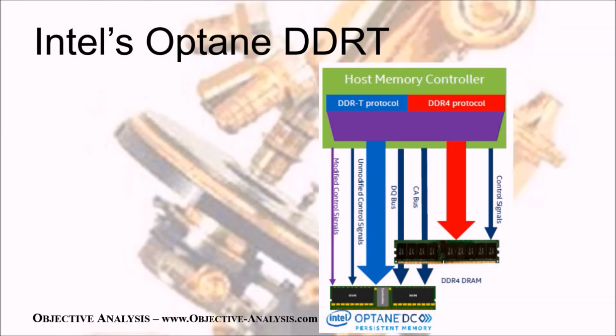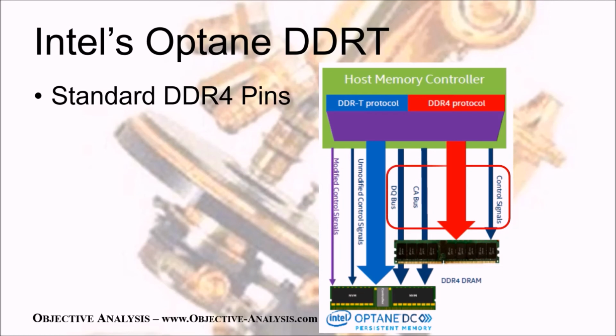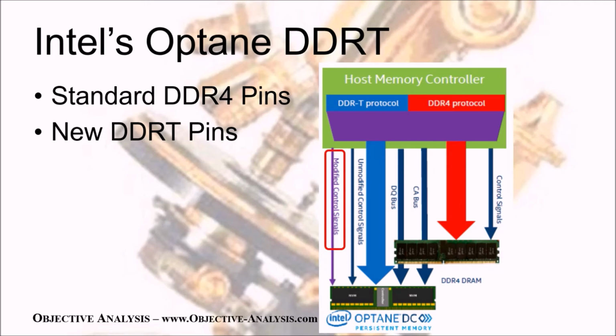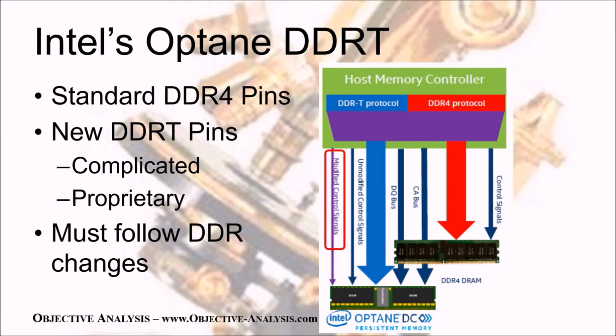One of these memory types that would be a good fit for the far memory interface is Intel's Optane DIMMs, which are based on 3D crosspoint memory. Today's version uses an extension of DDR4 that Intel calls DDRT. DDRT uses mostly standard DDR4 pins and adds new DDRT-specific control pins that allow the processor to work with XPoint's different memory speeds. This makes the bus complicated and proprietary. It also forces Intel to follow any changes to the DDR specifications.